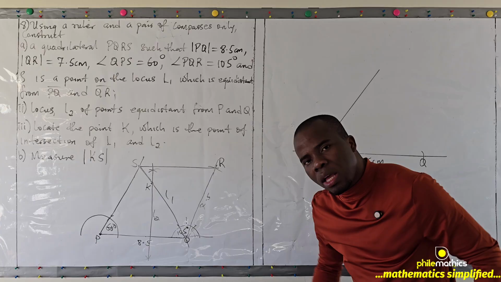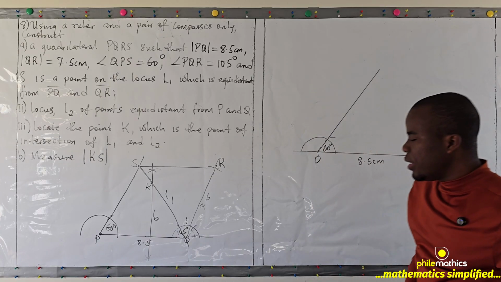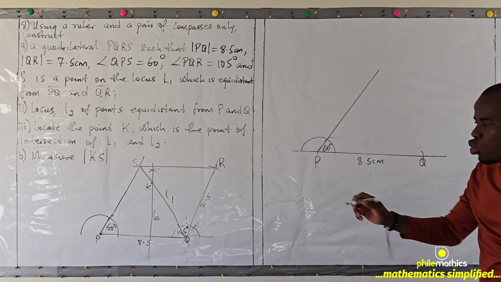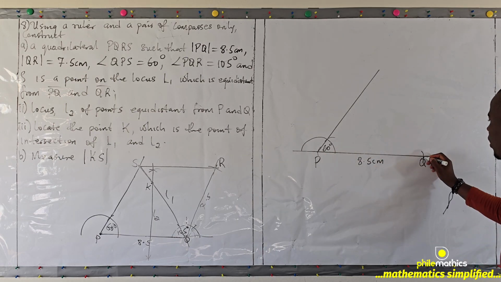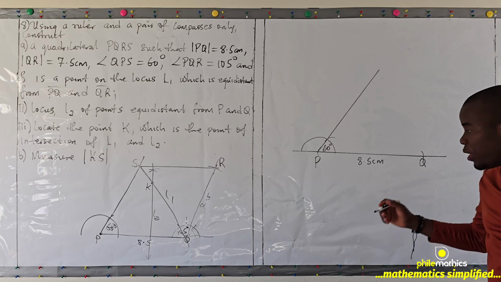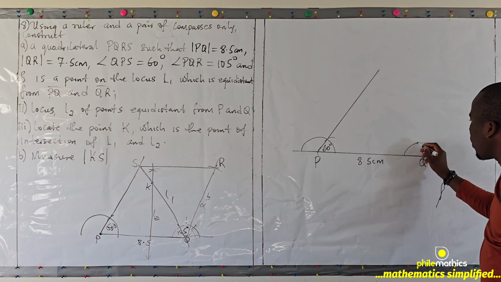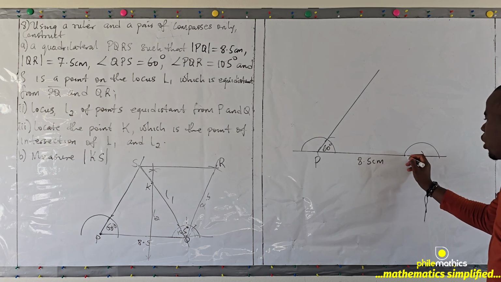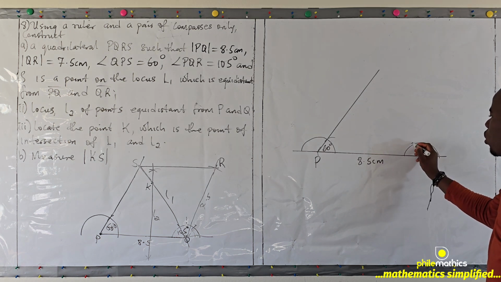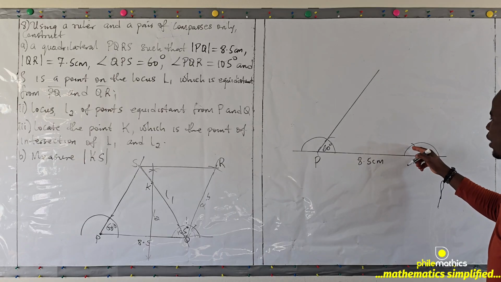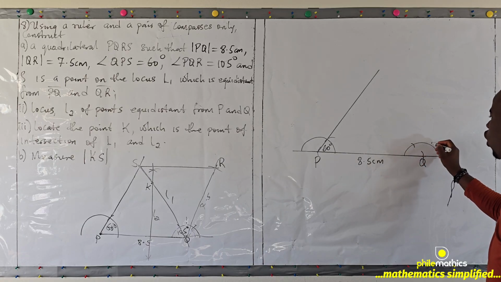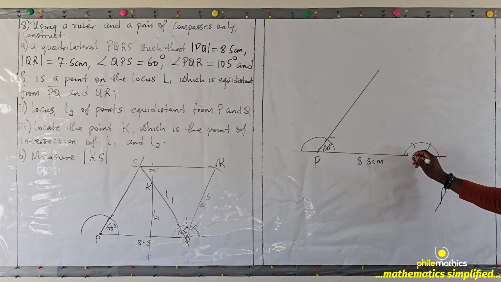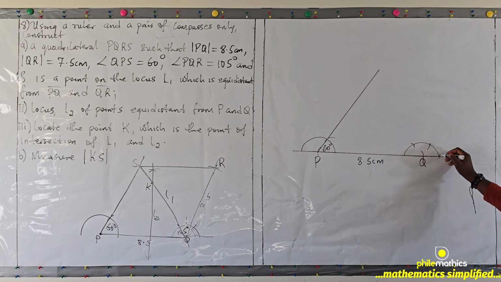So we want to construct 105 degrees. To construct 105 degrees, we will need to construct 60 first. The same thing here. You take a suitable radius, you draw an arc. Without adjusting, you place your pin here, you cut. Without adjusting, you could place your pin here and cut, or you could place your pin here and cut. Both of them are the same.